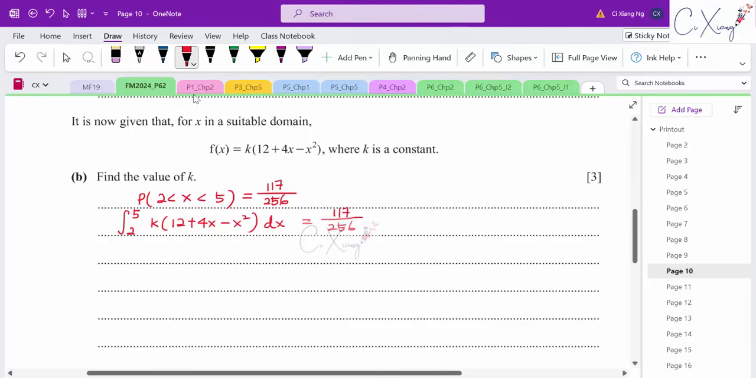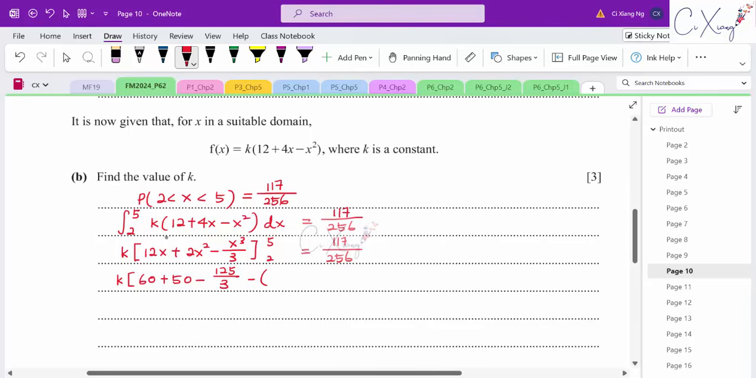Alright, then if I want to get the probability, I should integrate. Before integration, I prefer to take out all the constants before I start integrating. So integrate 12, you'll get 12x. Integrate 4x, you'll have 2x squared. And integrate x power 2, you'll have x power 3 divided by 3. Then, of course, you want to substitute in the limits 2 and 5. Substituting in 5, the first term will be 60, the second term will be 50, and the third term is 125 over 3.